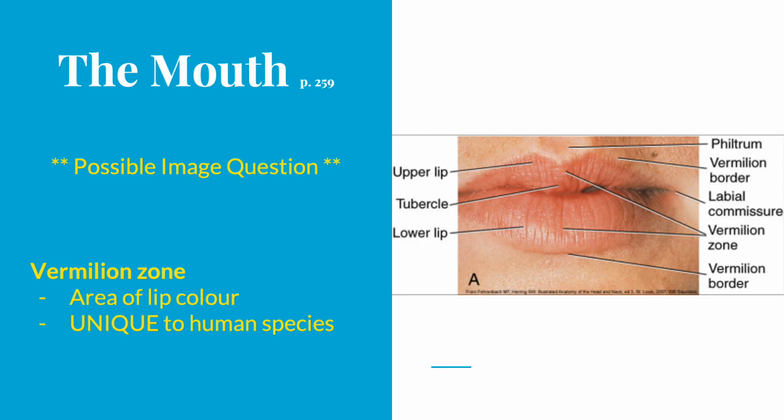All right, the mouth. This is another possible image question. He super loves the mouth. So if you have the Massa study guide or you have the diagrams that he gave you, that's great. Just go from that. Know about the frenulum and the vermilion zone and the vermilion border. So another classic test question is in that box on page 259. You want to know that the vermilion zone, that pink lip color, is unique to the human species. So only humans have that pink vermilion zone.